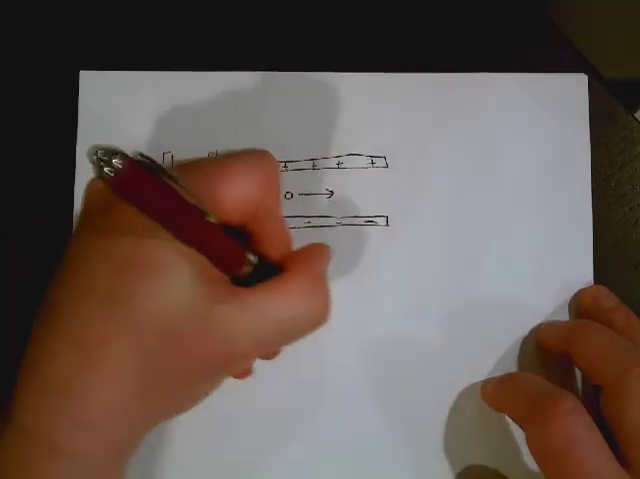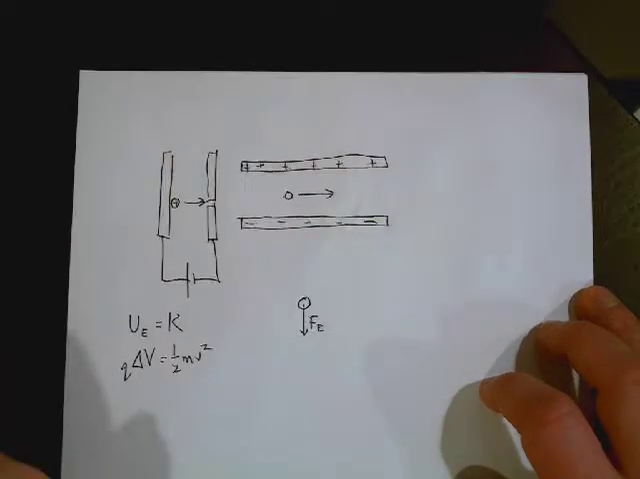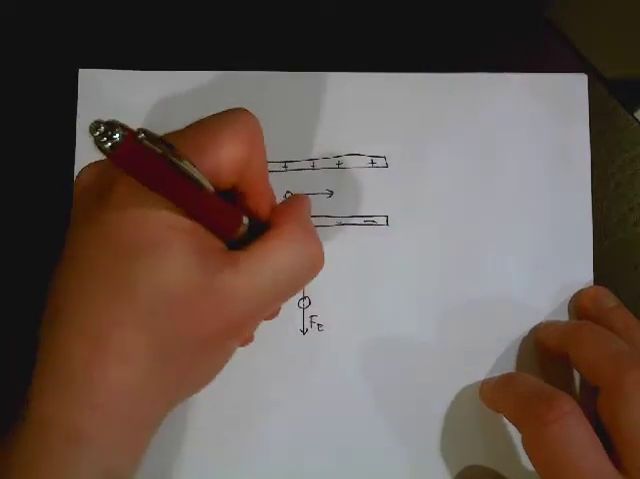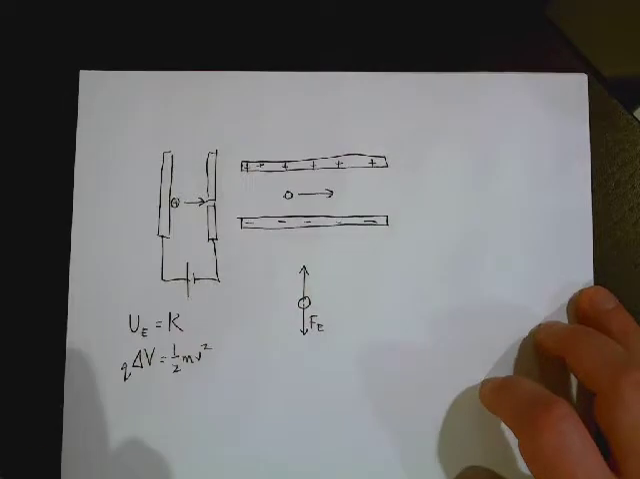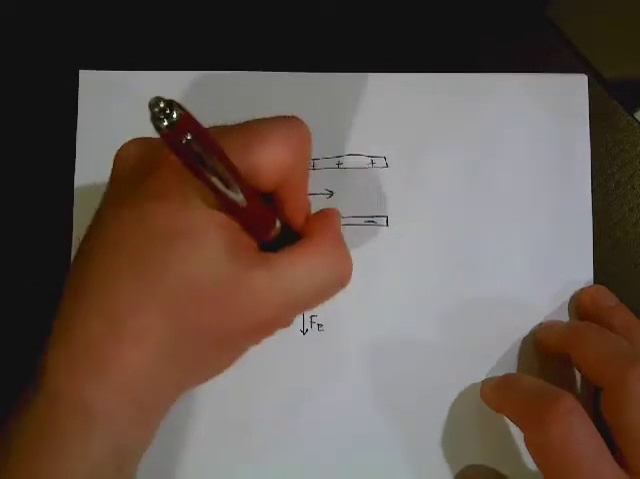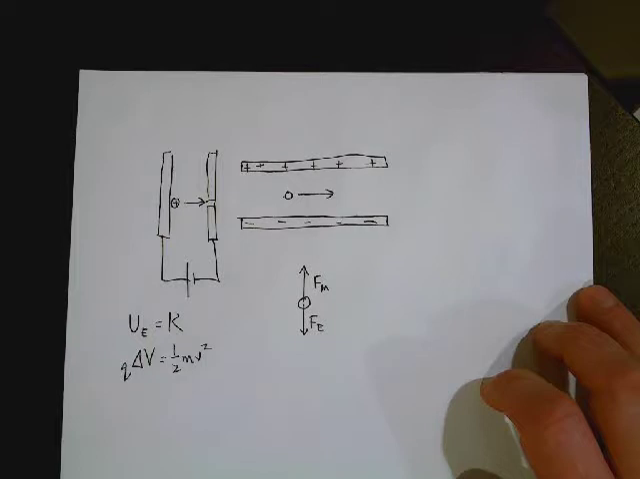Well, if it's going straight across, if you draw your FBD, if this is a positive object, it doesn't have to be a positive object, but in this case, if it is, I would have this electric force going down.